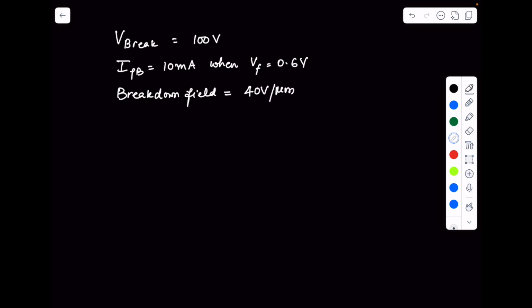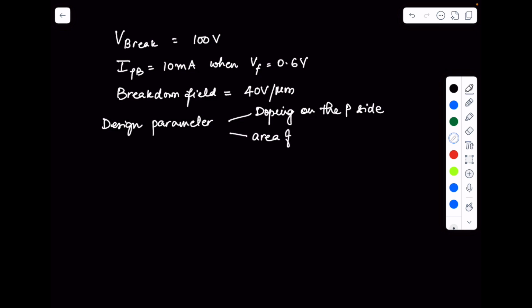So what do we need to find? We need to find two things. What are the parameters that we need to find? One, the doping on the lightly doped side, on the P side, right? Because that's the lightly doped side of the junction, and that's the part of the junction that's going to control the current. And second, we need to find the area of the diode, right? So first thing is, like what we've done in one of the previous problems, we know the breakdown voltage and we know the breakdown field, right?